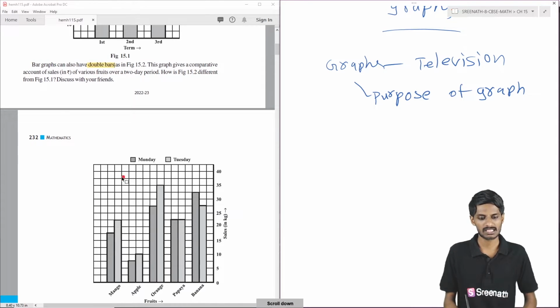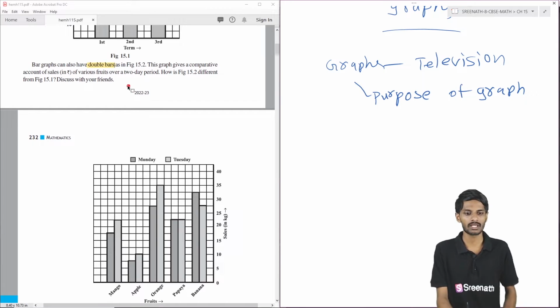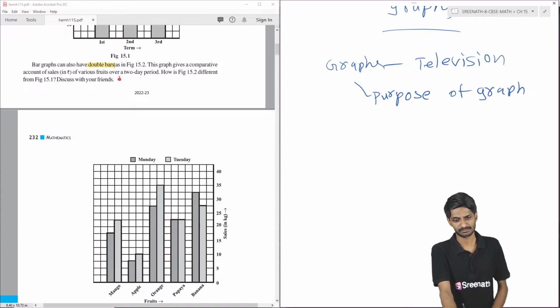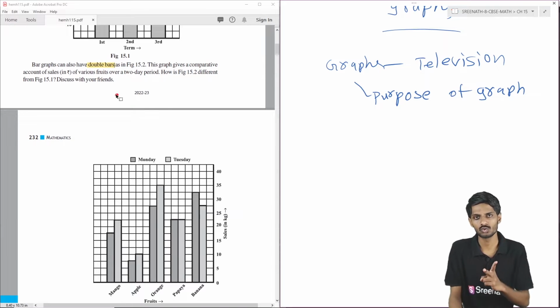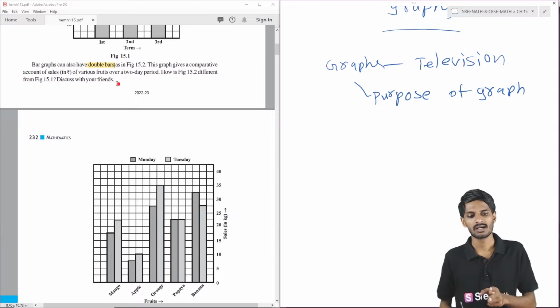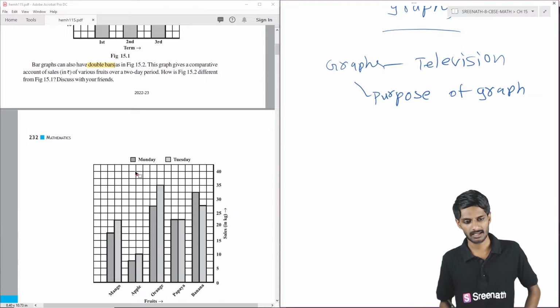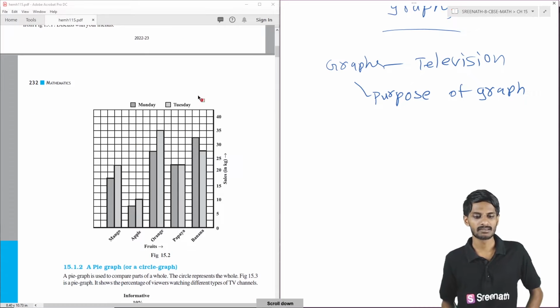So this graph is about the comparative account of sales of various fruits over a 2-day period. In these 2 days, which fruits are sold and how much sale has been done, that was given in the form of a bar graph, students.